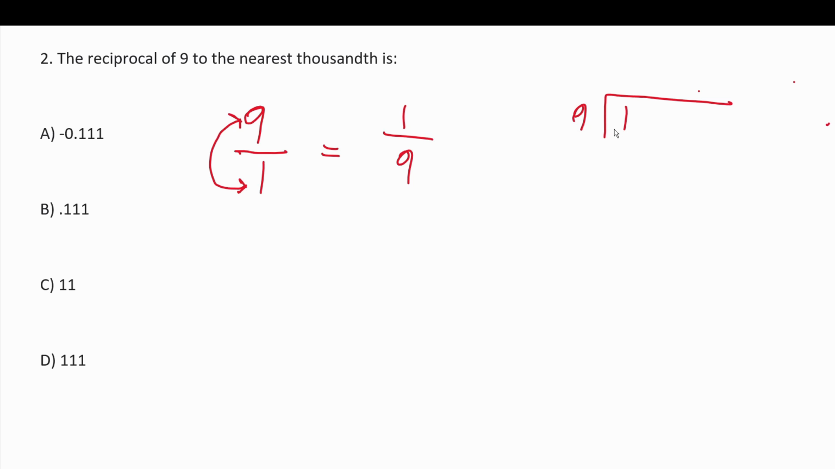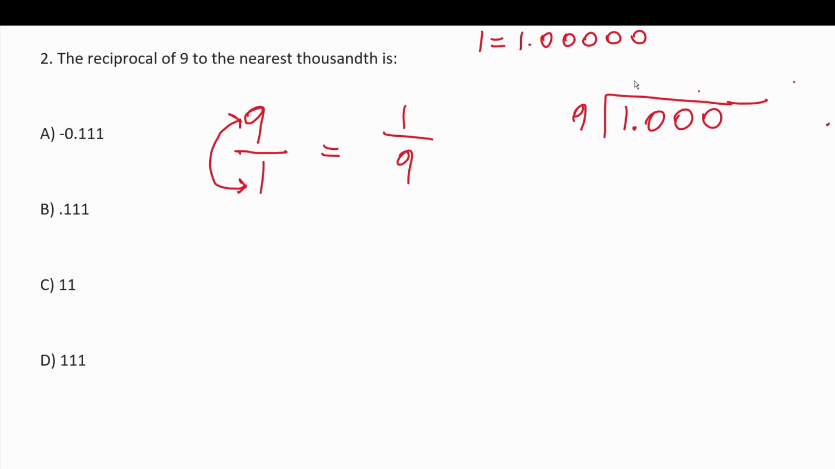So we're going to start by asking ourselves, how many times does 9 go into 1? And since it doesn't, we're going to have to add a decimal here and a couple of 0 placeholders. Again, in case this isn't obvious, 1 is the same as 1.00000. In other words, those zeros don't affect the value of 1, but they give us the ability to perform this long division here.